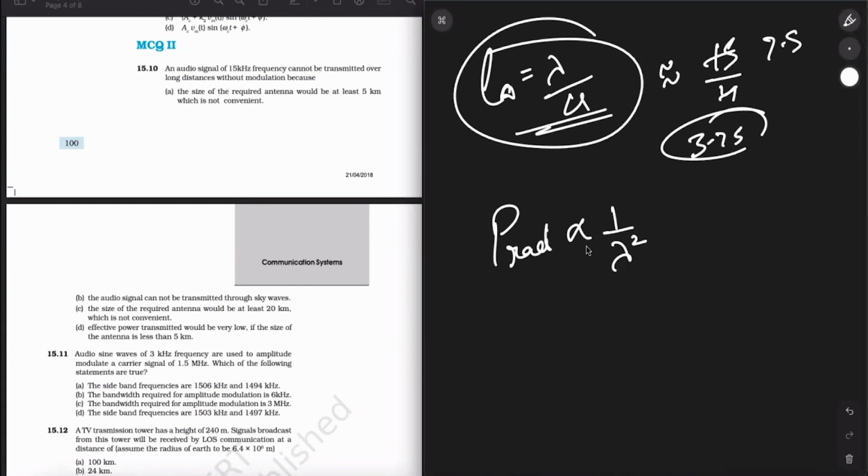So coming back to the question: an audio signal of 15 kilohertz frequency cannot be transmitted over long distances without modulation because the size of the required antenna would be at least 5 kilometers, which is not convenient. Absolutely true. The audio signal cannot be transmitted through sky waves. Also true. Option C, the size of the required antenna would be at least 20 kilometers. This is wrong, too much. Option D, effective power transmitted would be very low if the size of the antenna is less than 5 kilometers. It is also true. So options A, B, and D are true.